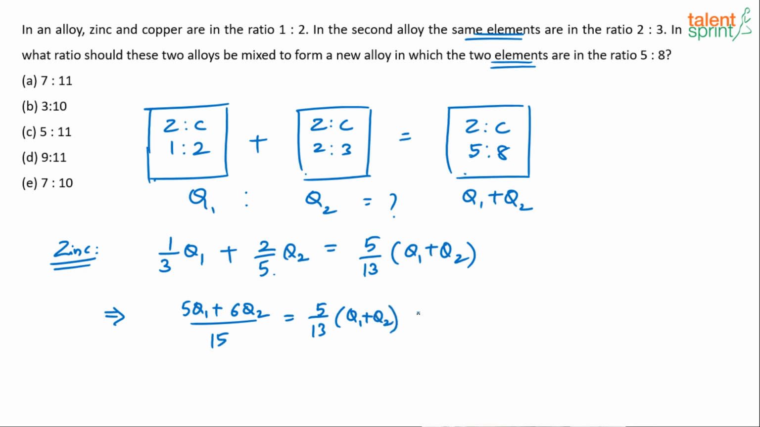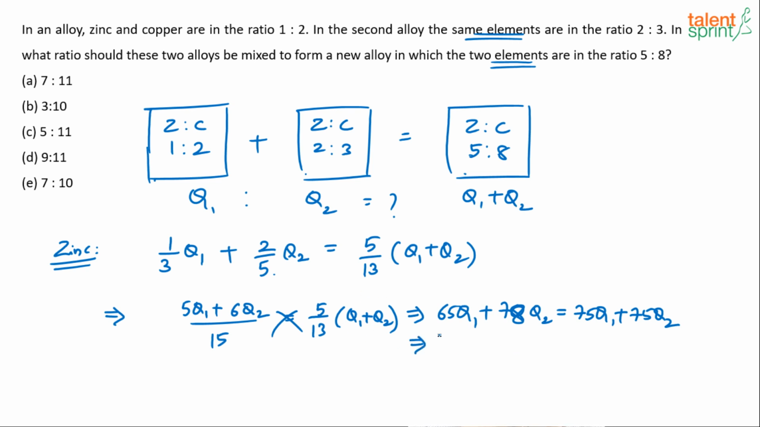Now simplify it further. Now cross multiplication has to be done. Again, your numerical skills are important. 13 5s are 65 Q1 plus 13 into 6, 78 Q2 equals 5 15s is what? 75 Q1 plus 75 Q2. You getting it? 5 into 15, 75 times Q1 plus 75 times Q2.